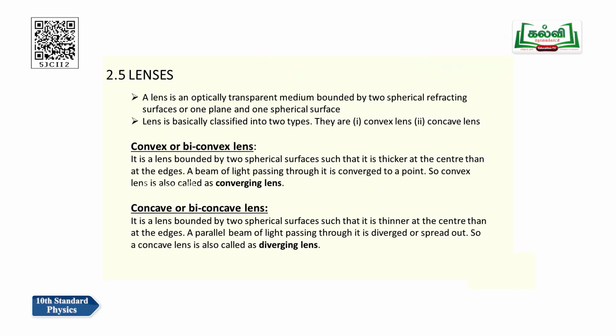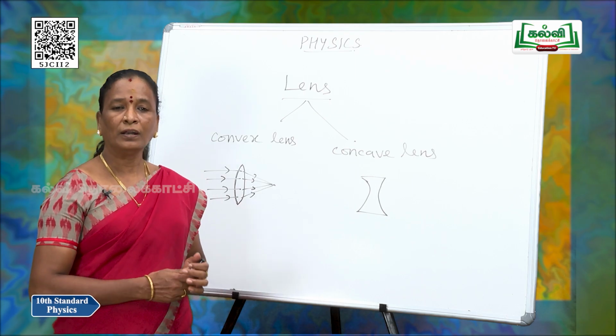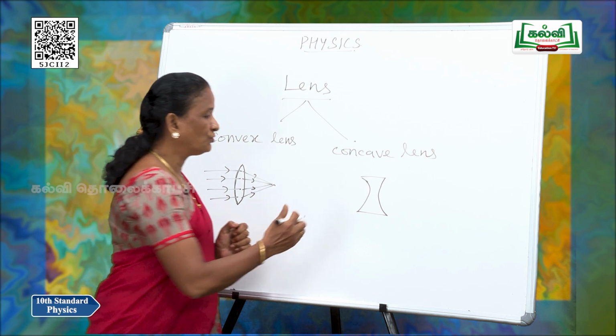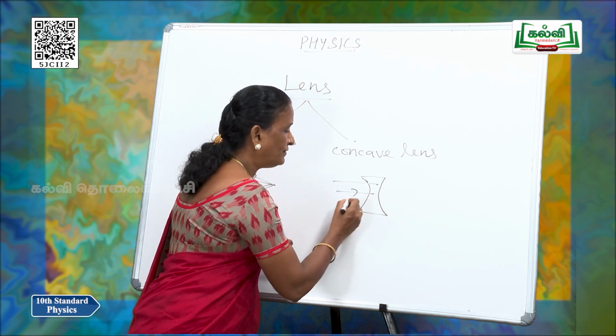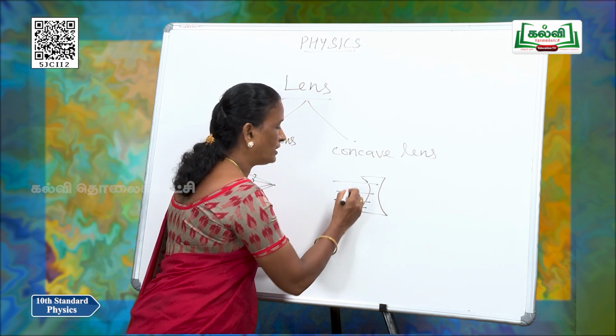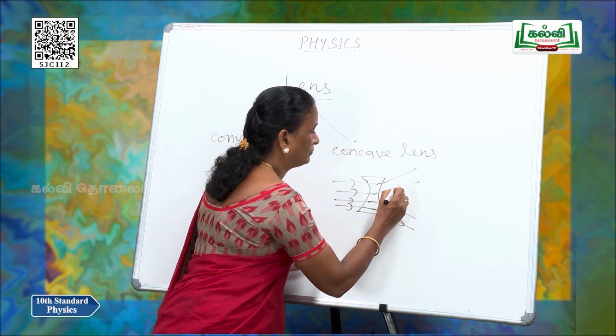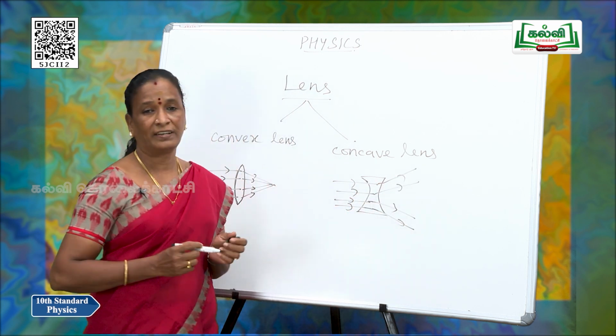Concave or biconcave lens is a lens bounded by two spherical surfaces such that it is thinner in the middle and thicker at the edges. The parallel beam of light passing through it is diverged or spread out. So a concave lens is called a diverging lens. Already we have seen what is a beam of rays; the beam that passes through the concave lens is diverged, so it is called a diverging lens.